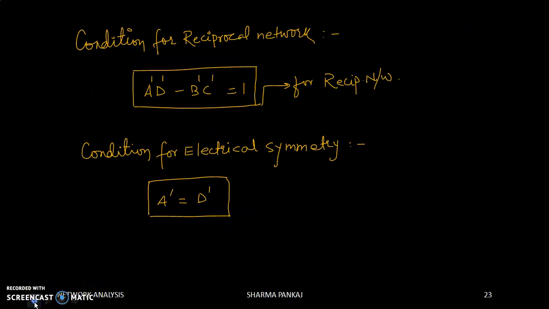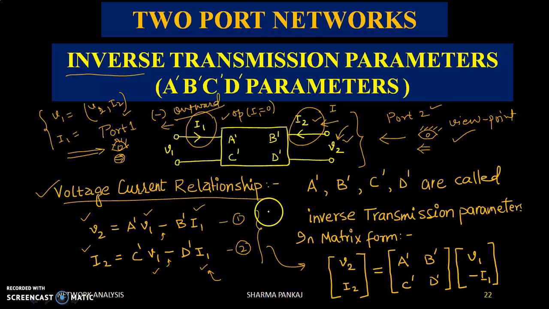See this, we are going to see the diagram. See this port number 2. Now, if we open this port number 2, what will happen? If we open this port number 2, I2 will be 0. That will not serve our purpose. Why? Because I2 cannot be made 0 here.